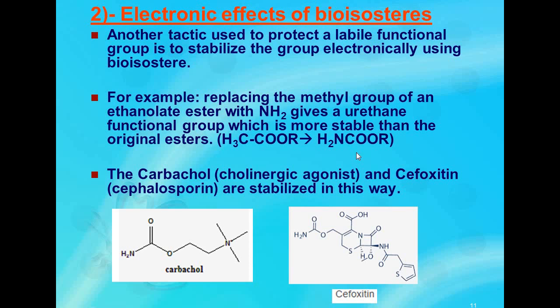from hydrolysis. For example, carbachol, which is a cholinergic agonist, and cefoxitin, which is a cephalosporin, are stabilized in this way. This is the CH3COOR group in the carbachol, and this is the NH2COOR group in the carbachol, and this is the NH2COOR group in the cefoxitin.